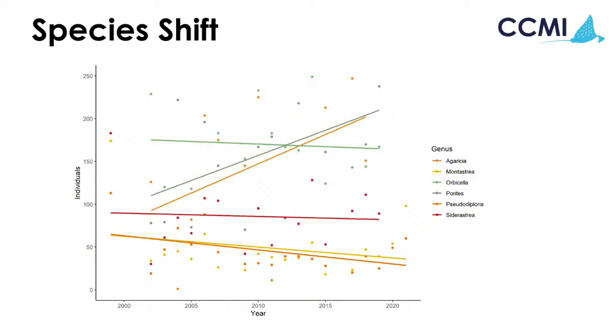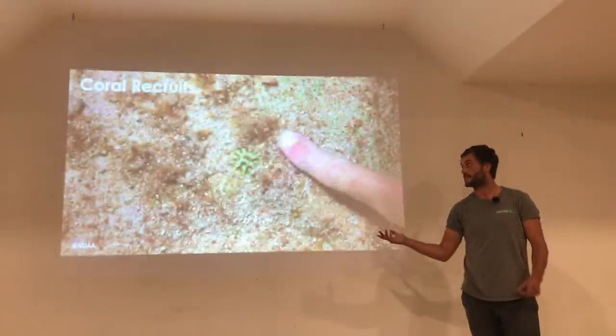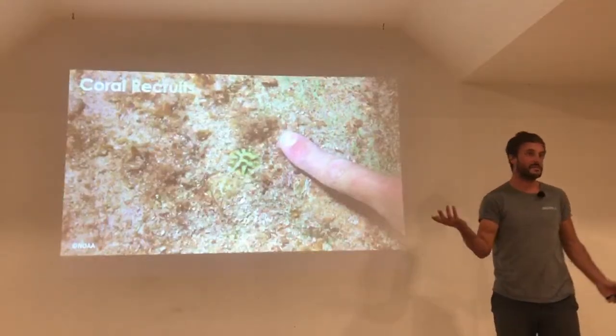Does everyone know what a coral recruit is? So a coral recruit is basically like a juvenile coral, like a baby coral. When we measure it for our data set, it's corals which are below 4 centimeters. So like half your pinky is good.